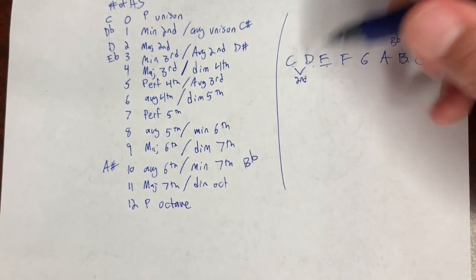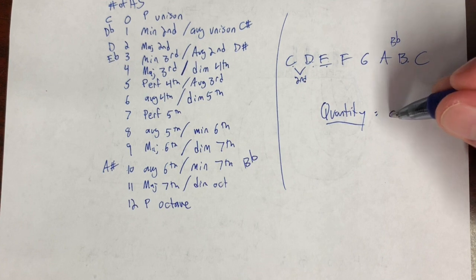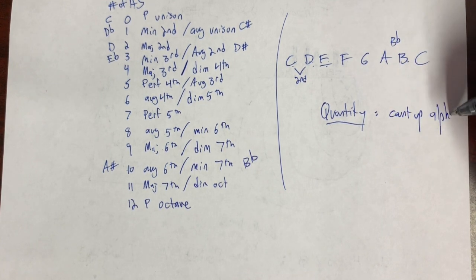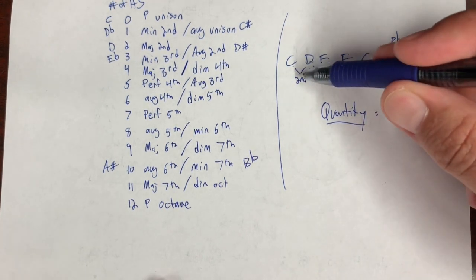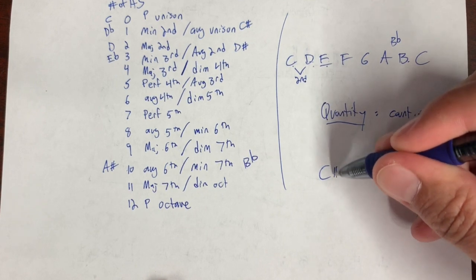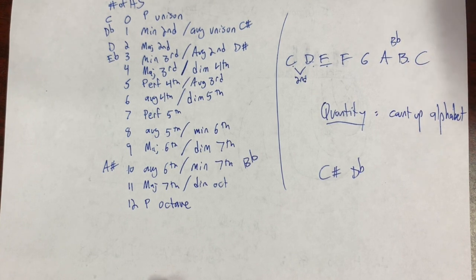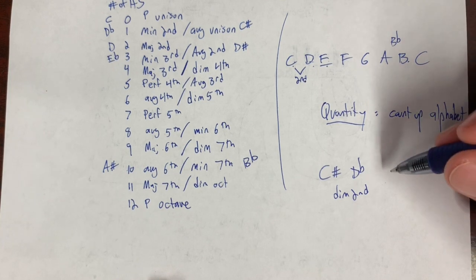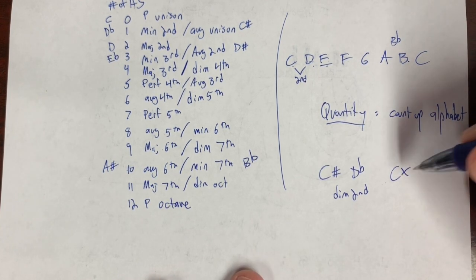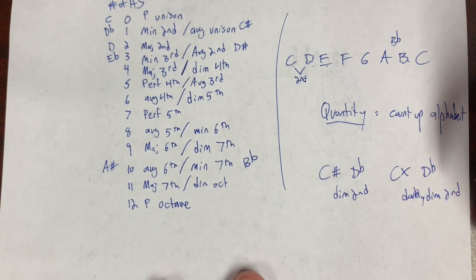Don't be fooled. The quantity part of intervals is easy. The quantity part, just count up the alphabet. It doesn't matter what kind of C and what kind of D, it's always going to be a second, right? You could even have a C sharp go into a D flat. Those sound like the exact same note, but we'd still call this a diminished second. We could even theoretically have a C double sharp that went to a D flat, and we'd have to call it a doubly diminished second.